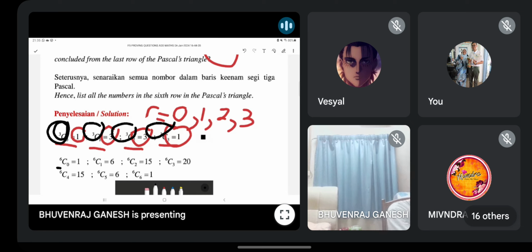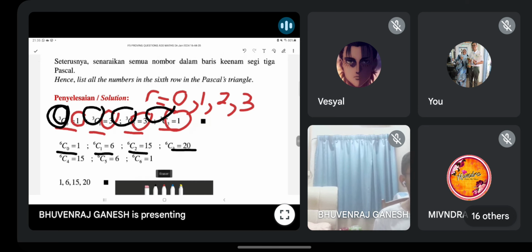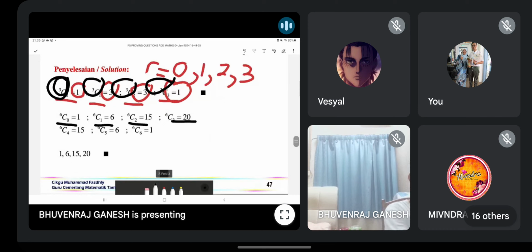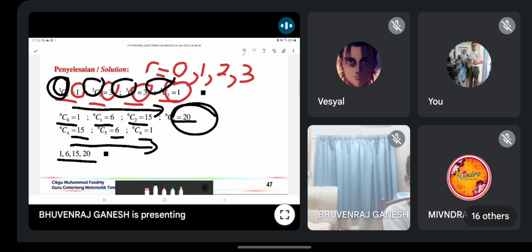Okay, then you can continue with different numbers if you want. 6C0, all this. Then you can see the pattern. Okay, kamu boleh nampak pola dia. So directly from here, you can come out with a general conclusion. Can you see, guys? 1, 6, 15, 20, 15, 6, 1. Nombor kat tengah-tengah 20.